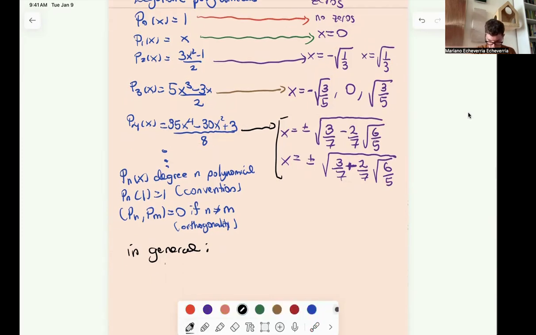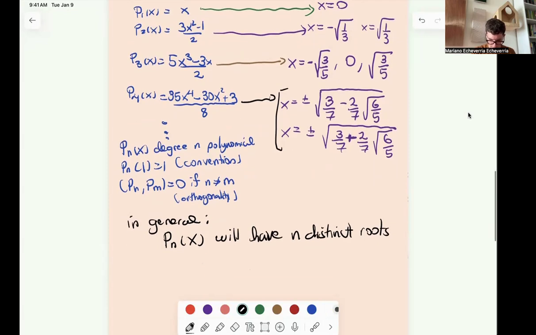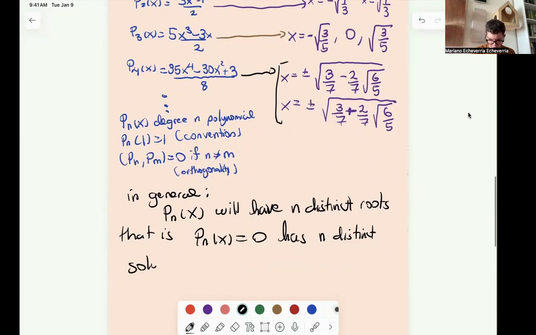So in general, Pn of x will have n distinct roots. That is, the equation Pn of x equals 0 has n distinct solutions, which, to be consistent with our notation, I'll call x0, x1, x2, up to xn minus 1. So that's nice: degree n has n roots. So that's the first thing.